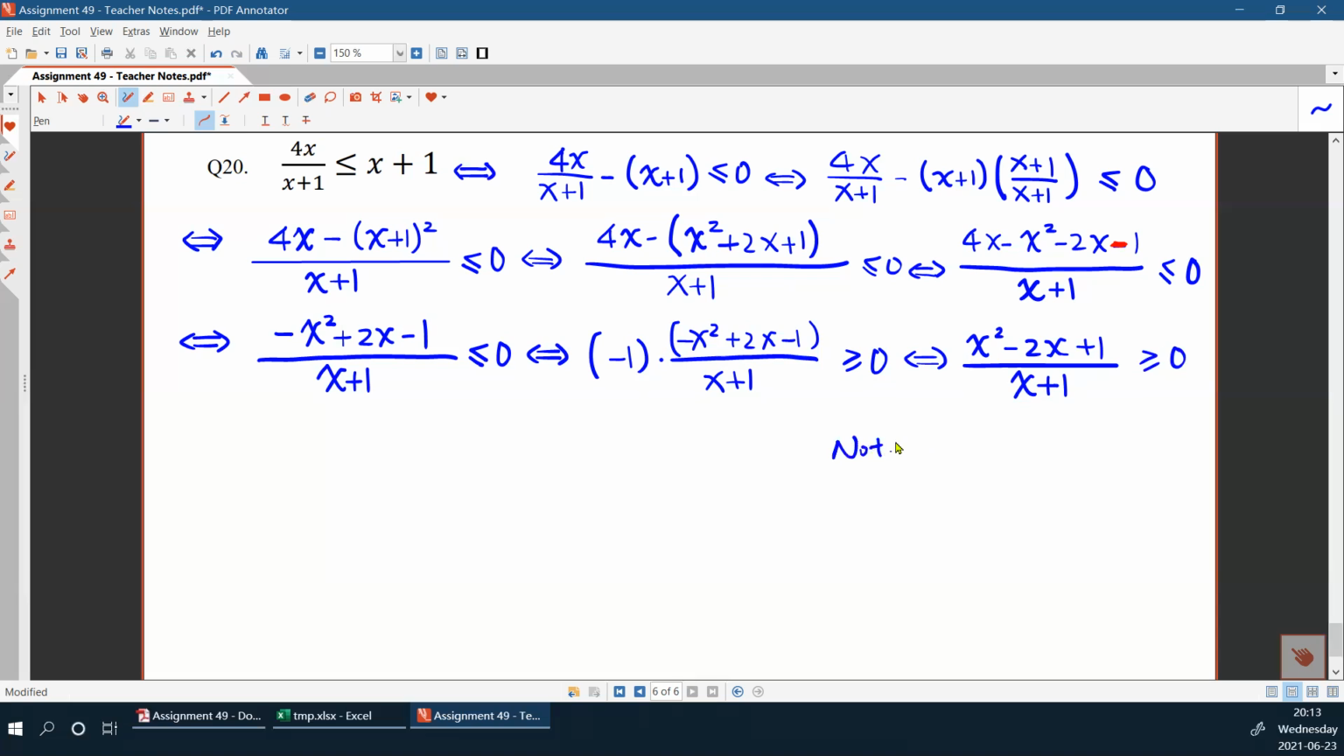Okay, note that a minus b squared is what? Is a squared minus 2ab plus b squared, right? So can you tell me what is the numerator?